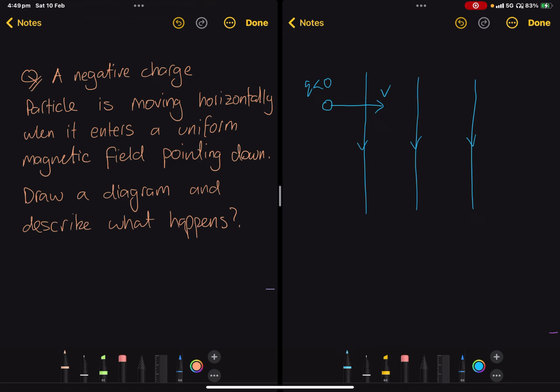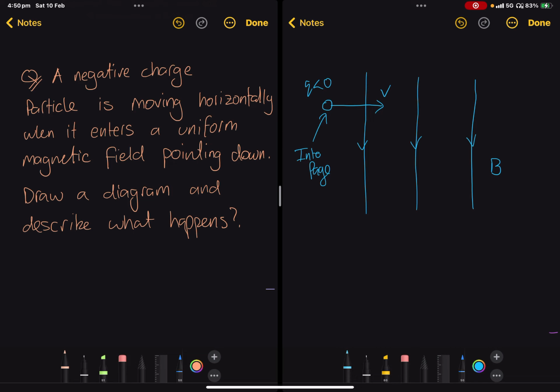Well, the charge particle is going to have a force exerted on it by the magnetic field. And it's going to be the cross product between the velocity vector and the field vector. So if we're thinking what direction is this, we can use our right hand rule. We point our index finger in the direction of the velocity, our middle finger in the direction of the field, and the direction our thumb is facing is the direction of the force. So the force should be into the page or into the screen.